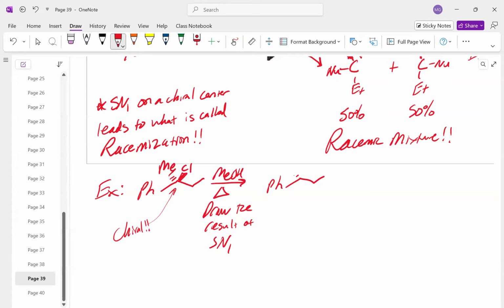I know that in some of my products, this methyl group will be going back, the nucleophile would be coming out at you, and in some of the product, the methyl group is now coming at you, and the nucleophile would be going away from you. And since you have exactly 50% of one, 50% of the other, we would call that a racemic mixture.